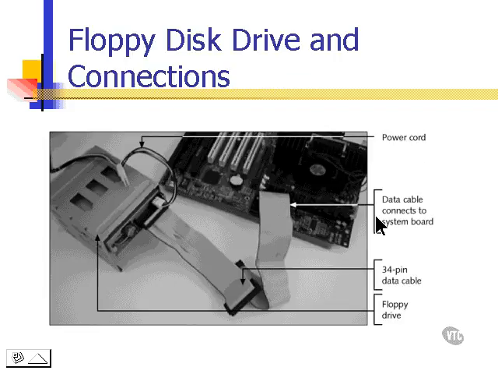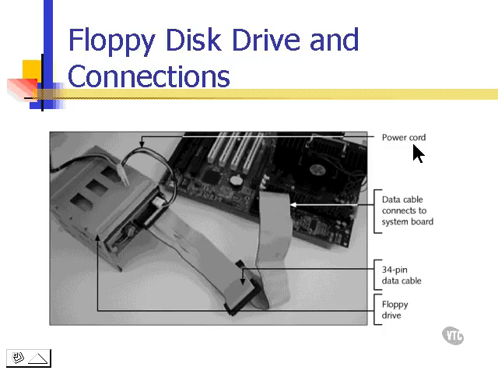The components that make up the floppy drive system include the floppy drive itself, the data cable that connects the floppy drive to the system board, and the power cord that connects the floppy drive to the power supply.